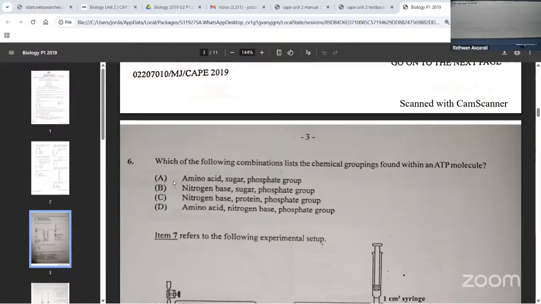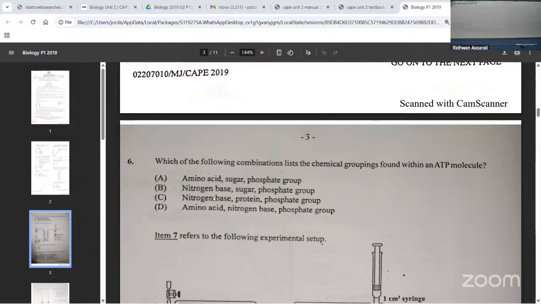Okay, so let me go through it, right? The first answer is amino acid, sugar, and phosphate group. Now, one of these is not present in adenosine triphosphate, right? Adenosine triphosphate doesn't have an amino acid. So A and D should immediately be eliminated. Okay, right? So go on to B and C.